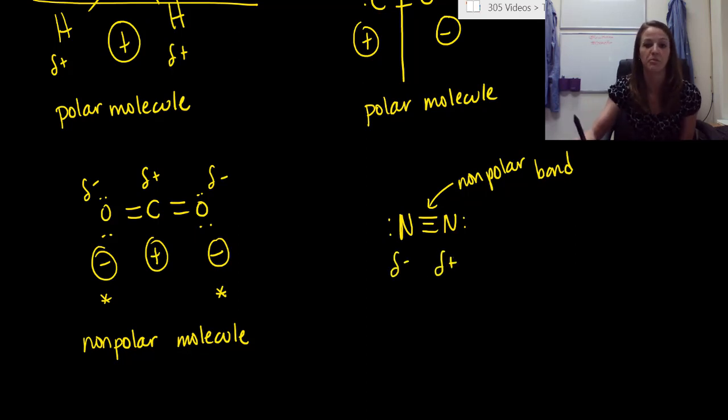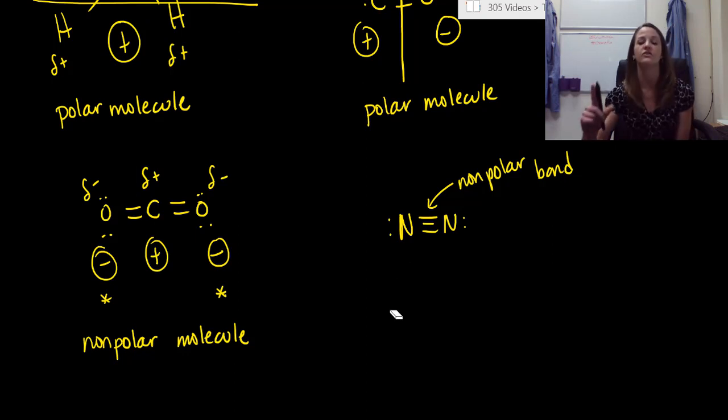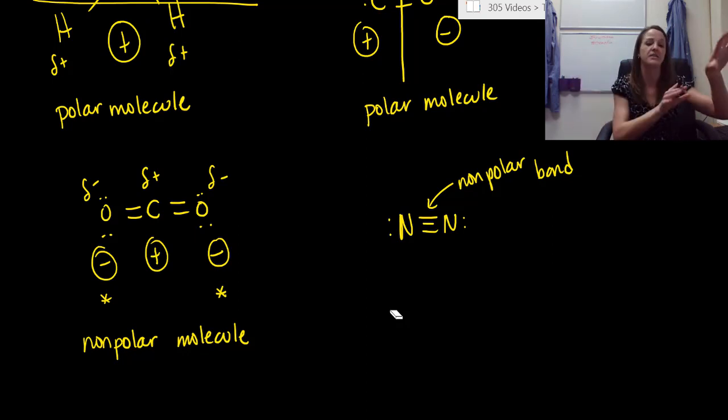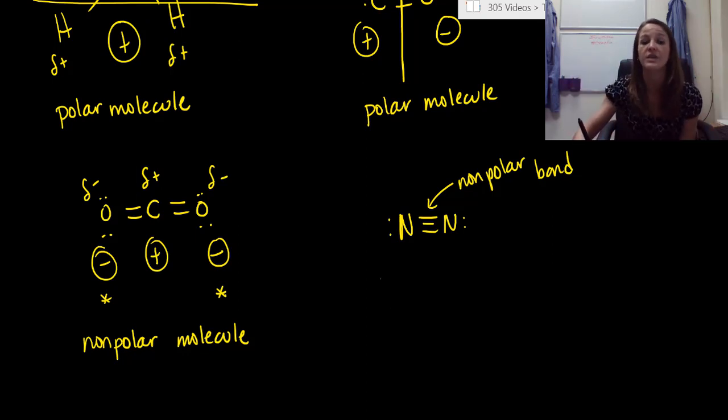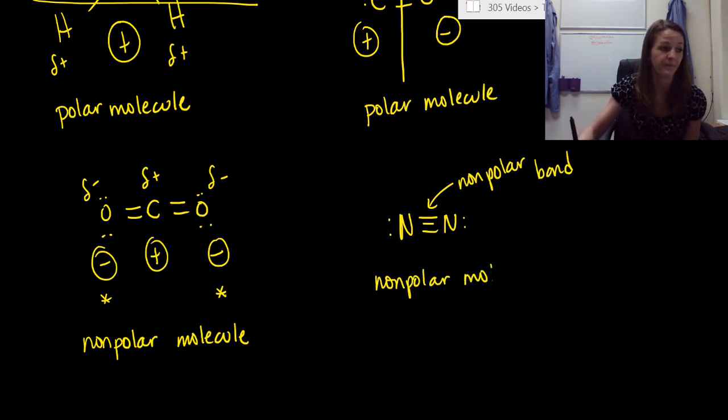That would just be absolutely bogus. There's no way you could do that. There's no way I can label that, which means there's no way I can separate my molecule into two different poles, a positive side and a negative side. So N2 is definitely a non-polar molecule.